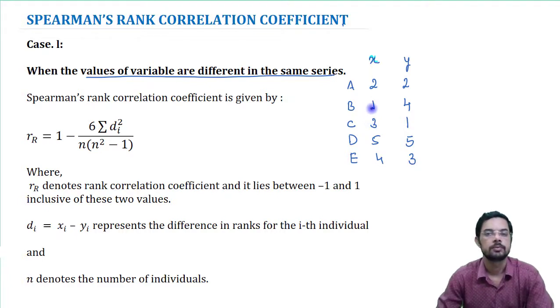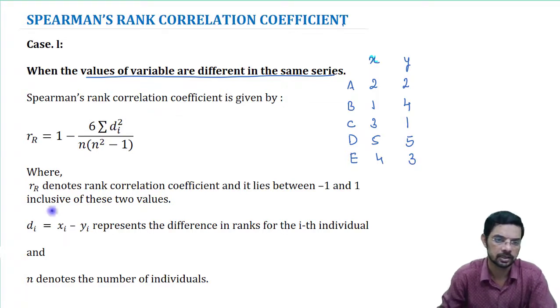Therefore we will be using this formula, r_R, where capital R represents the rank and small r represents the correlation coefficient. The rank correlation coefficient, r_R, is equal to 1 minus 6 into sigma di square divided by n into n square minus 1. What is di? Di is the difference in the ranks, that is xi minus yi.